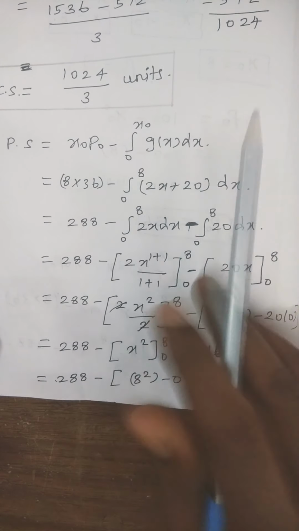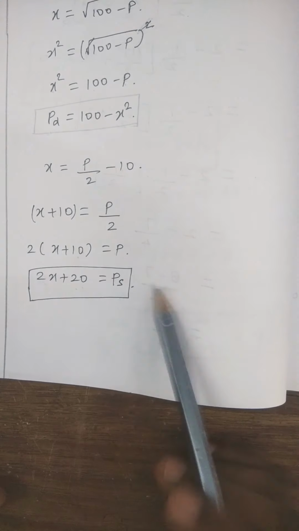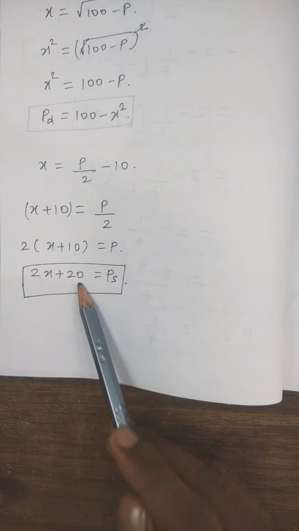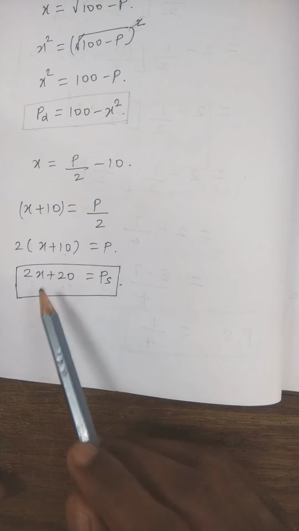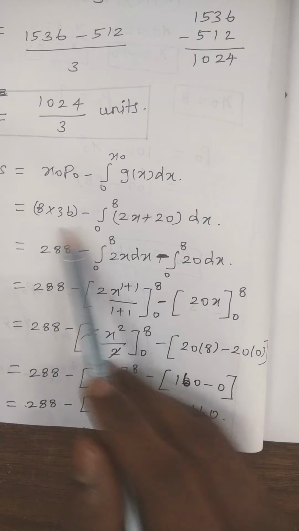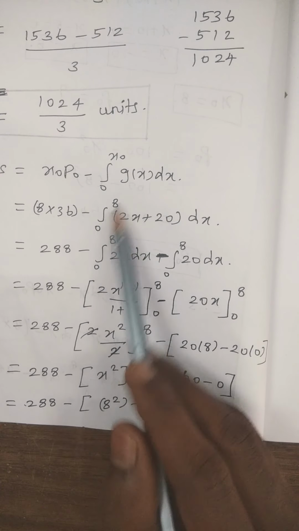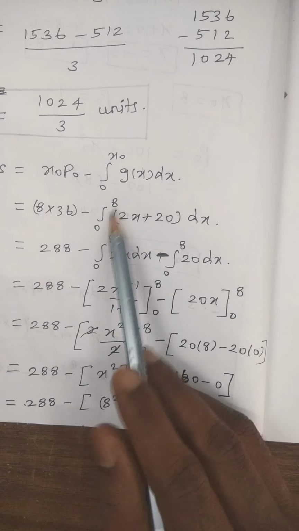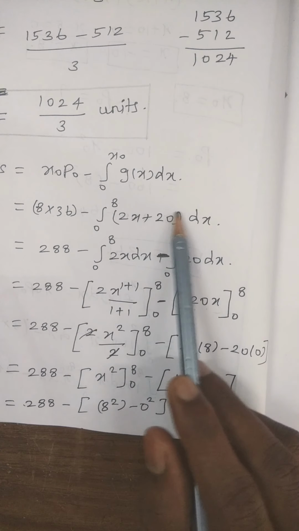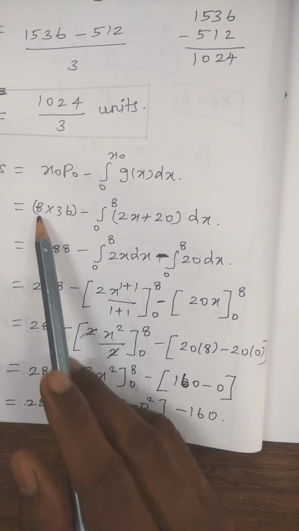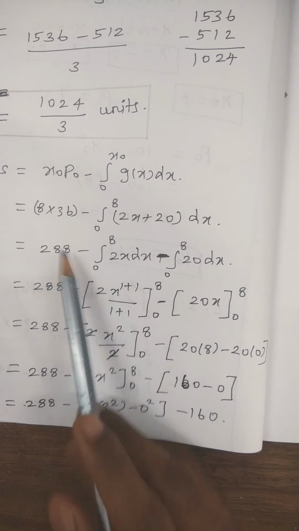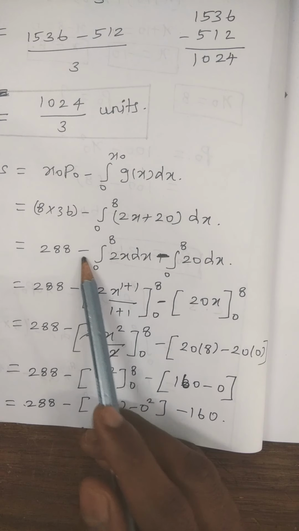So g of x means you must use the supply function. What is the supply function here? PS equals 2x plus 20, no? So substitute this only. 8 into 36 minus integral 0 to 8 g of x, meaning integral of the bracket 2x plus 20 close bracket dx, equal to 8 into 36 means 288. Multiply both, so 288 minus integral.